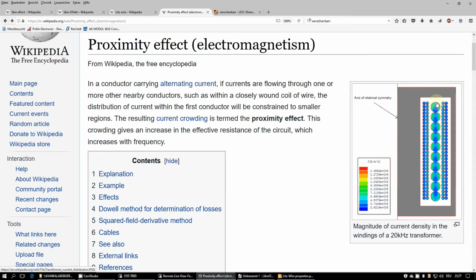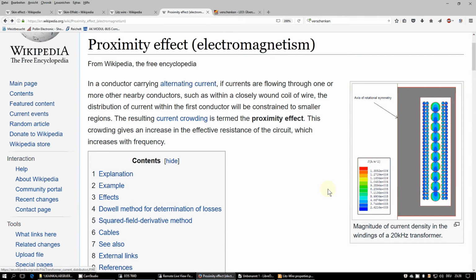And second, you can minimize the proximity effect if you separate the single wires by ideally 6 times their diameter. The worst case is if you have turns touching each other, and the proximity effect is minimized when you have a distance from turn to turn of at least 6 times the diameter. For example, if you have a wire 1 millimeter in diameter, then the next turn should be separated 6 millimeters from the preceding turn.